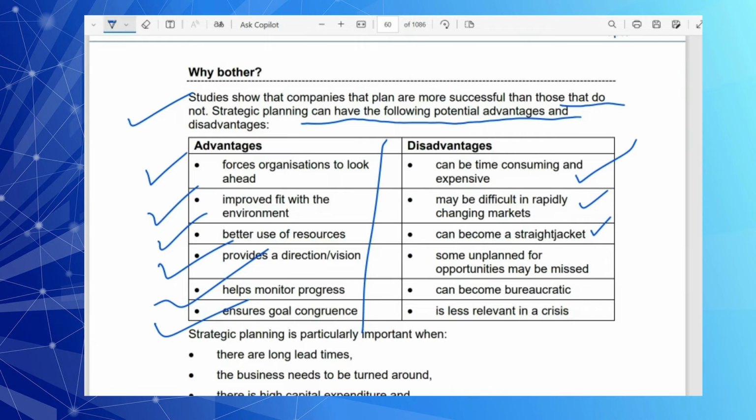If they are not well informed, they can face a problem, and it can become bureaucratic. That is also an issue. It is less relevant in a crisis. If a company is in crisis, facing trouble or a shutdown, or is closing its units, then this is not relevant for the company.